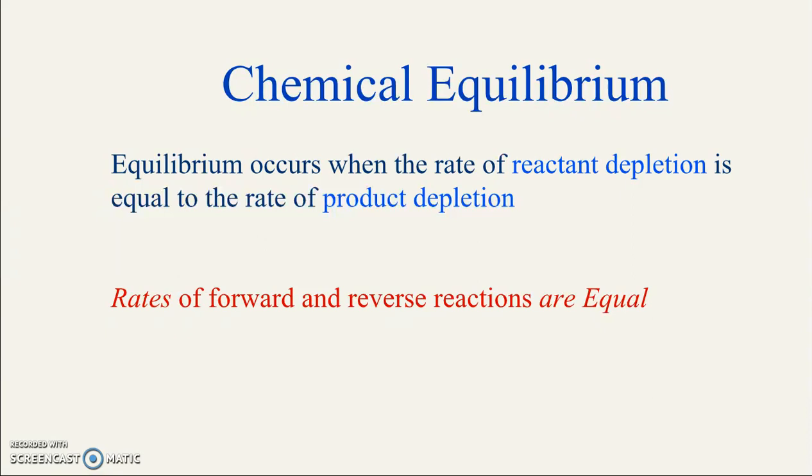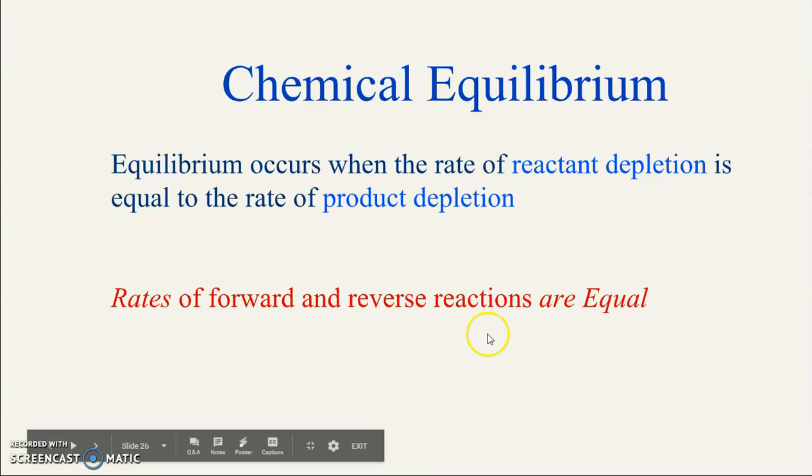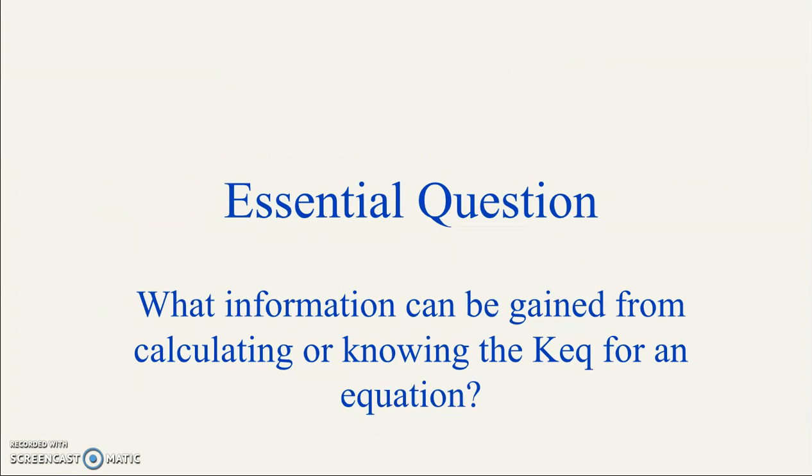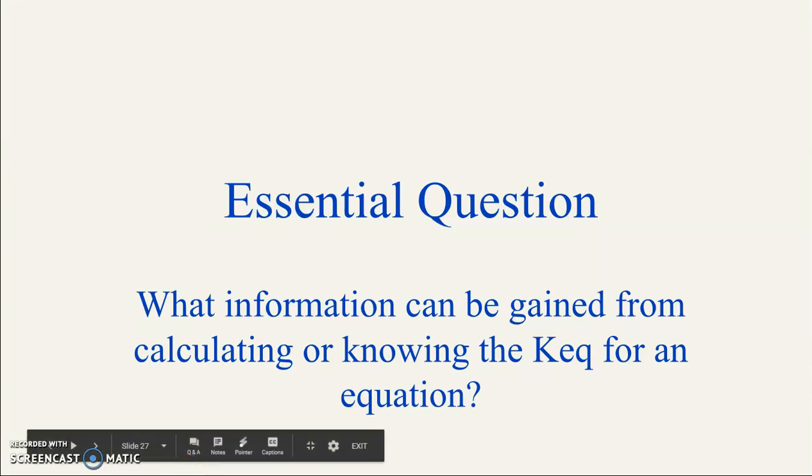I can still favor products. I can still favor reactants. And that just depends on the individual reaction. But it doesn't mean that I'm going to end up with 50% reactant and 50% product in terms of their concentrations. So the next essential question is going to deal a little bit with how to calculate the Keq, which is the equilibrium constant. So hopefully you'll be able to tell the forward reaction, reverse reaction favorability based on the Keq value.